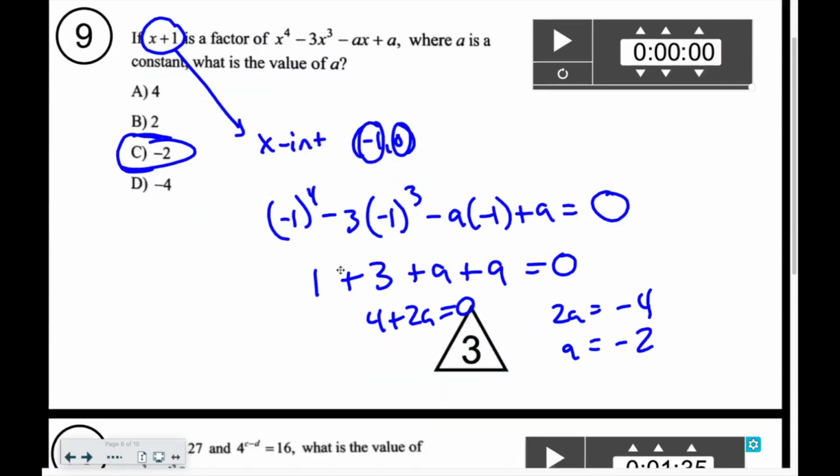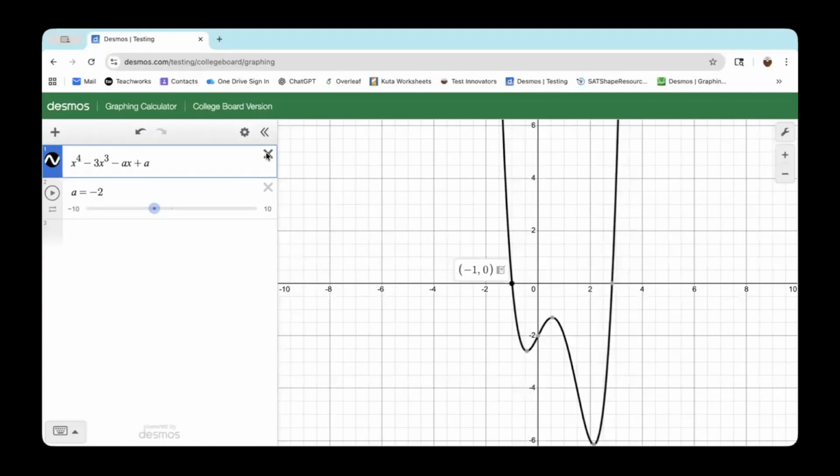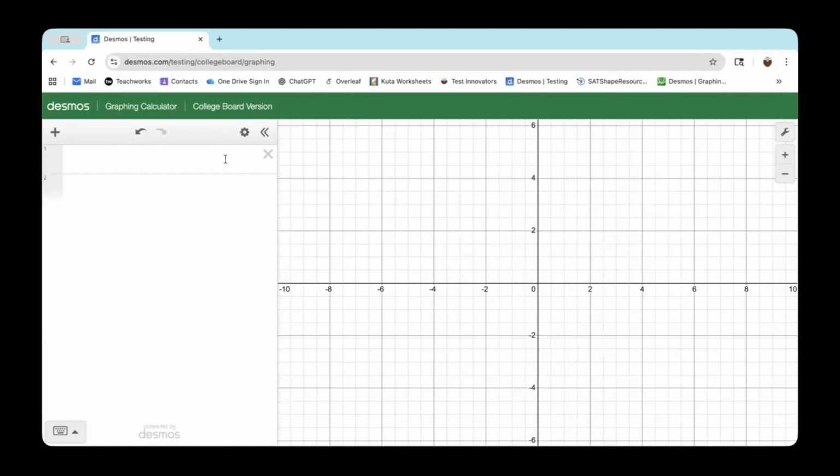I have one more problem here. So let's take a look at number 10. Okay. All right. I'm going to do this one two different ways. So again, first way is I'm going to use Desmos. The thing about Desmos is this is going to be like solving a system of equations. The problem has C's and D's in it, but I need to use X's and Y's. So I'm going to rewrite it like this.